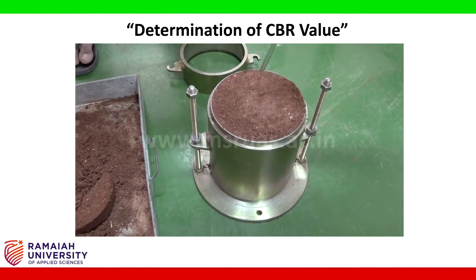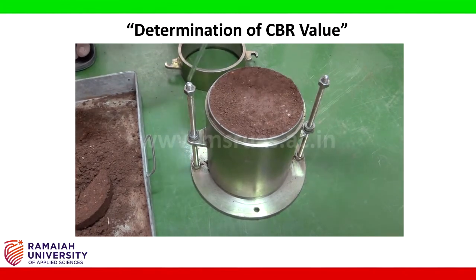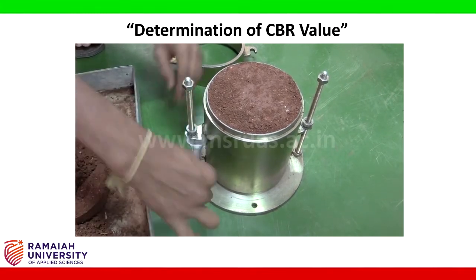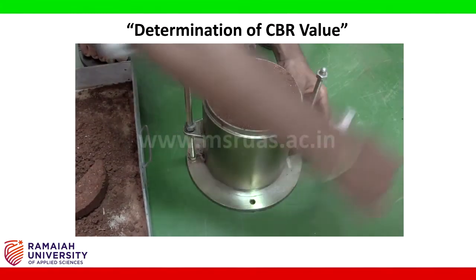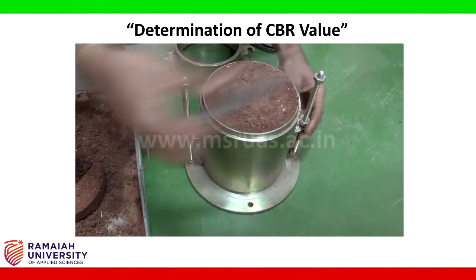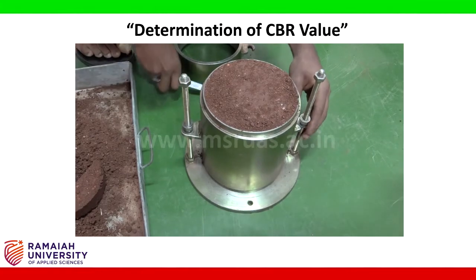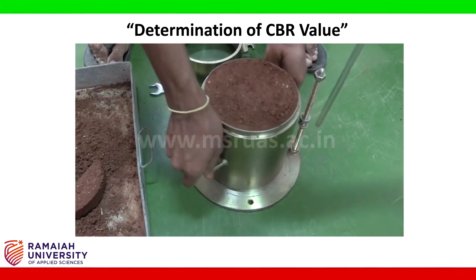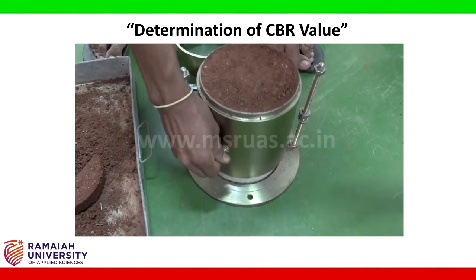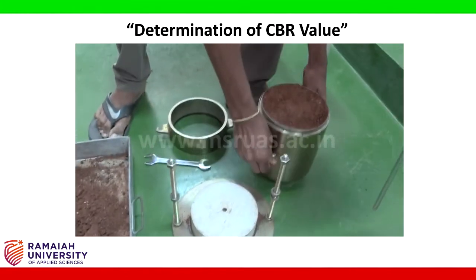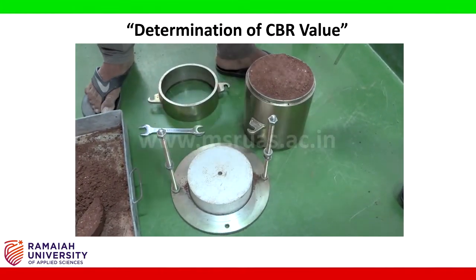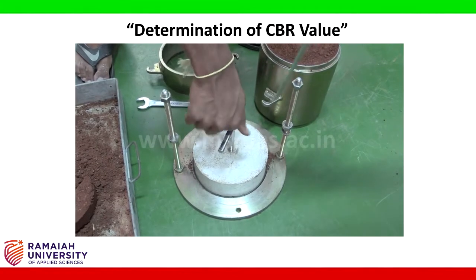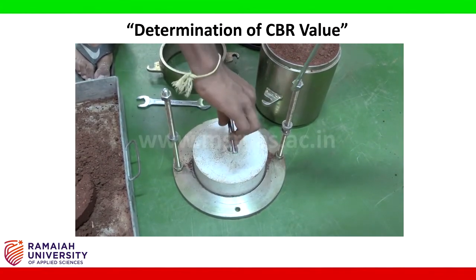After trimming, it is now time to loosen the nuts carefully and lift the mold by gradually turning the way it is being shown. The moment the mold is lifted, we have the spacer disc left behind, which needs to be fixed with the handle and removed out.